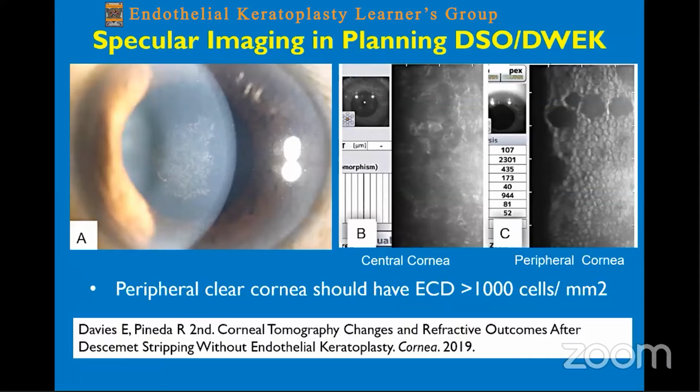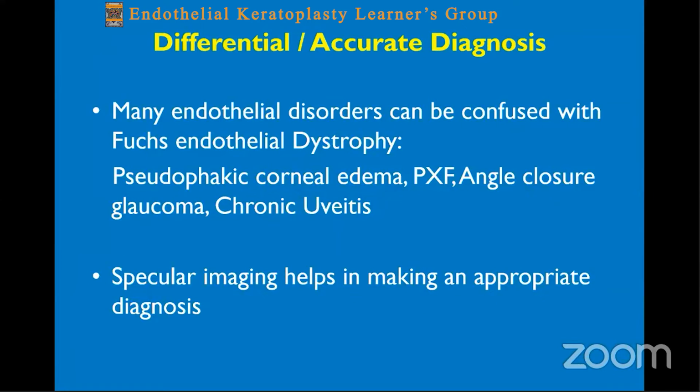As per the guidelines, what is recommended for patients who can go for DSO or DWEK, the peripheral clear cornea should at least have an ECD of more than 1,000 cells per millimeter square. So specular microscopy gives an idea, even though the central area cannot be analyzed, from the peripheral area, you can determine which cases will be suitable and which cases cannot.